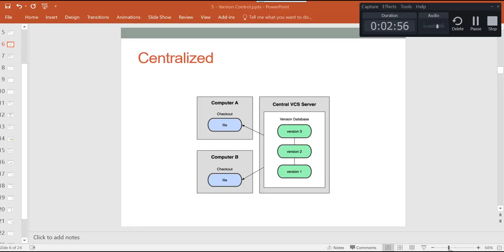Here's the picture of centralized version control. In centralized version control, we have a server, and it has a version of a file it's keeping track of through some mechanism like a database. And then somebody at computer A checks out a file and somebody at B checks out a file. It's all coming from the central server.